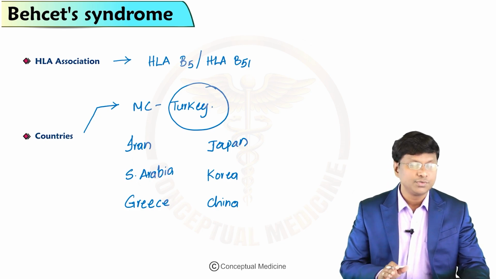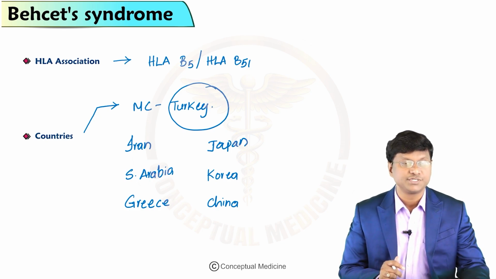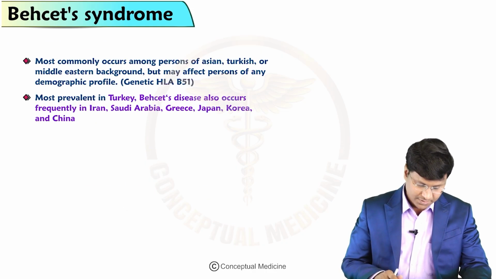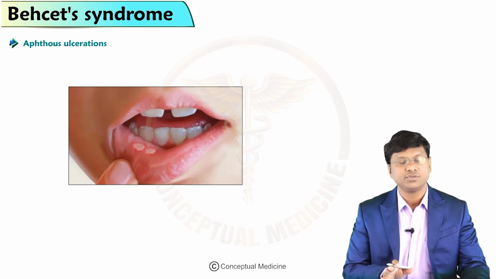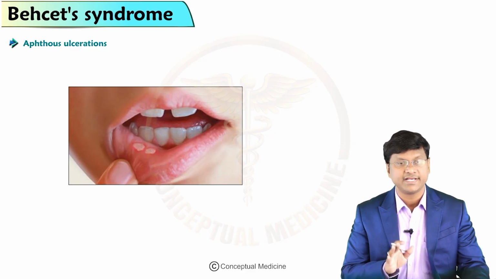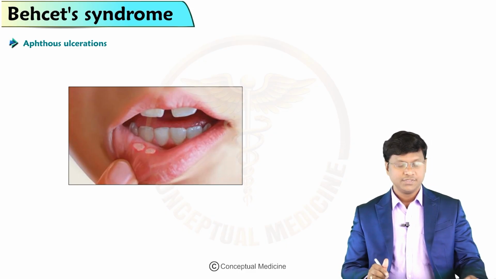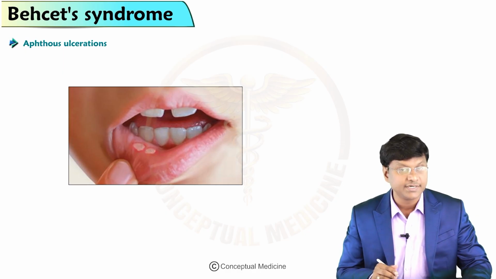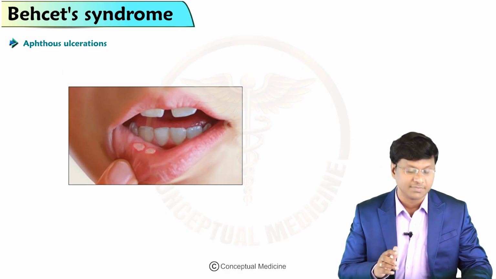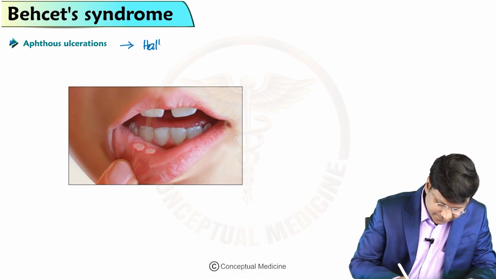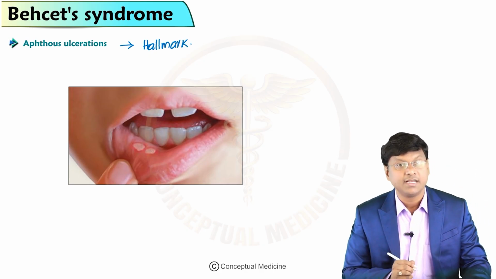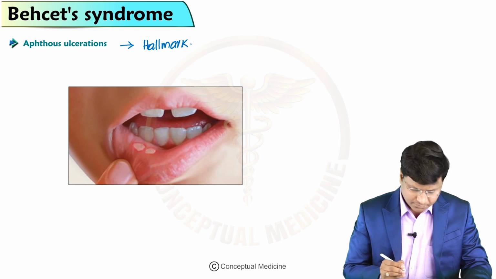Now, let me move on to the discussion of the clinical features in patients with Behcet syndrome. What exactly the etiology is, is not known, but it is seen in those individuals who have HLA-B5 as well as HLA-B51. So I said this recurrent oral ulcer is the hallmark. The presence of aphthous ulceration is the hallmark of Behcet syndrome.